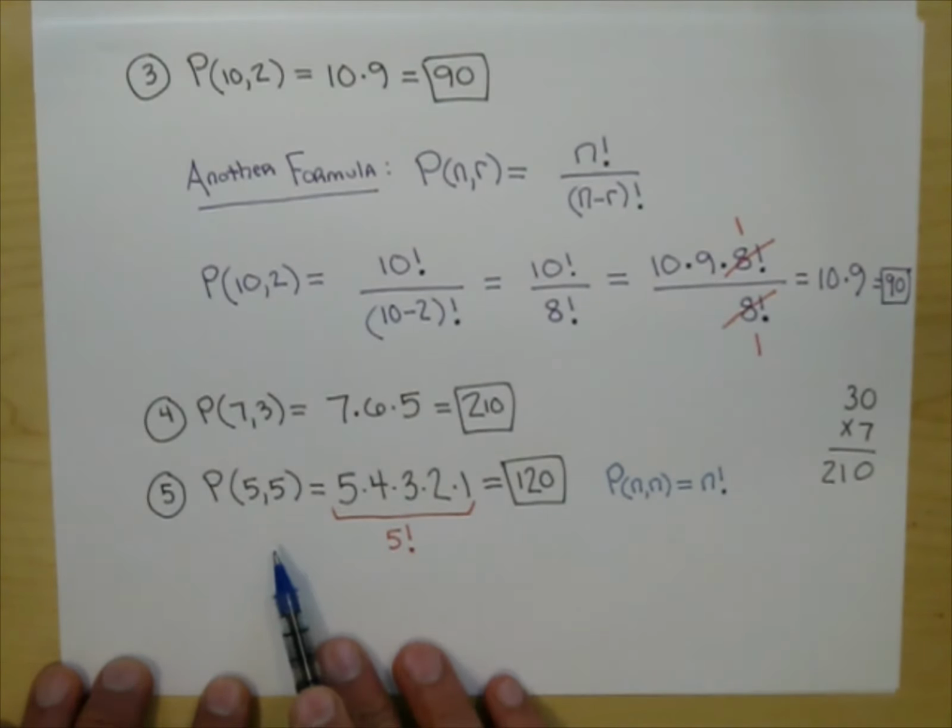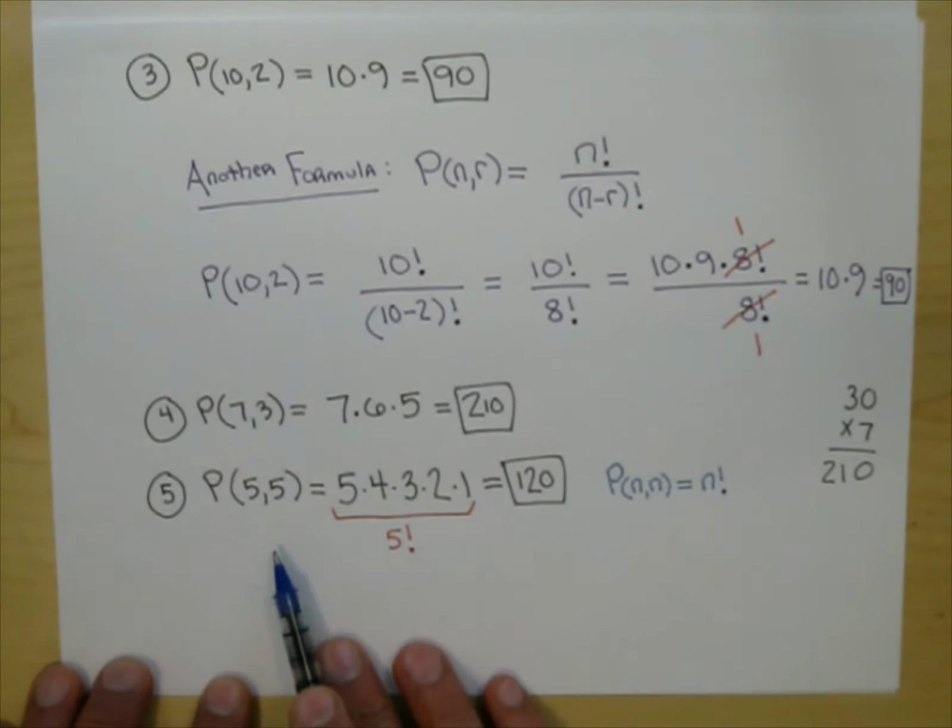On the top we have 5 factorial, and on the bottom we have 5 minus 0 factorial. Well, 5 minus 0 is 5, so I have 5 factorial on the bottom. I also have 5 factorial on the top. I could write that all out, but anything over itself is just 1. Those guys are going to cancel with each other, and I end up getting 1 as the answer.